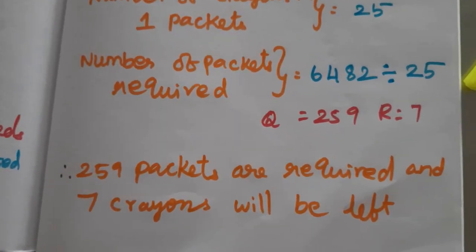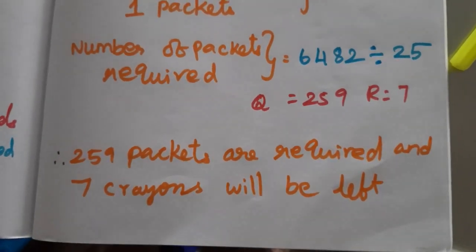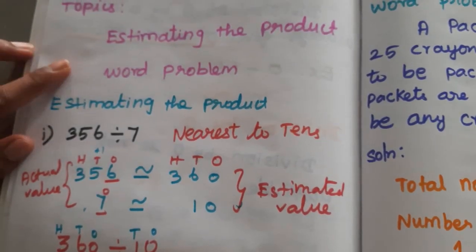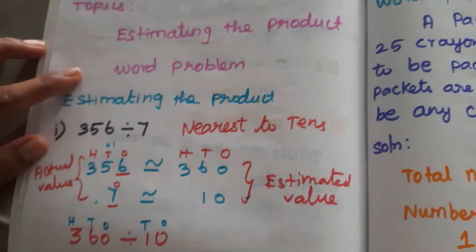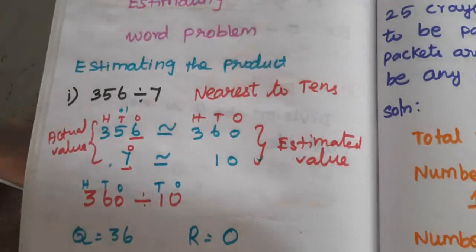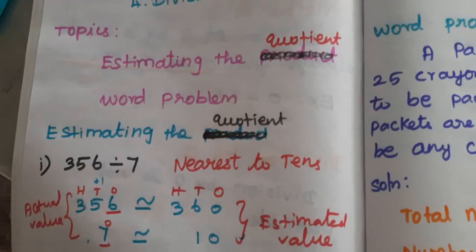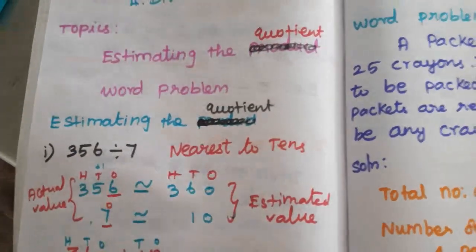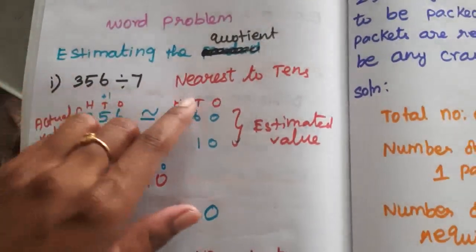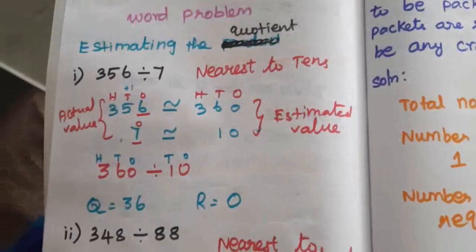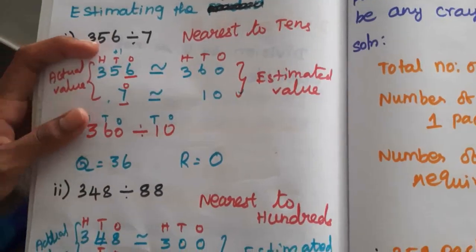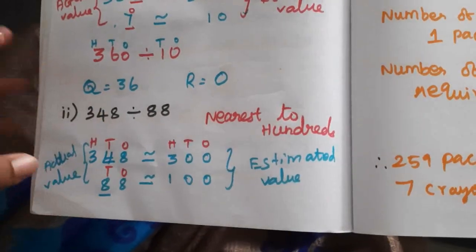Now I am going to conclude this session with a quick recap. Today we have discussed estimating the quotient and word problems. Estimating the quotient uses the nearest to tens concept, the rounding concept, which we have to apply here. Next one is nearest to hundreds.